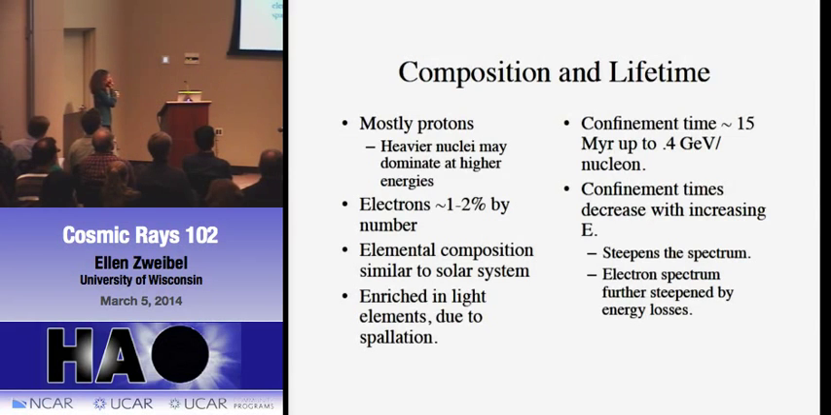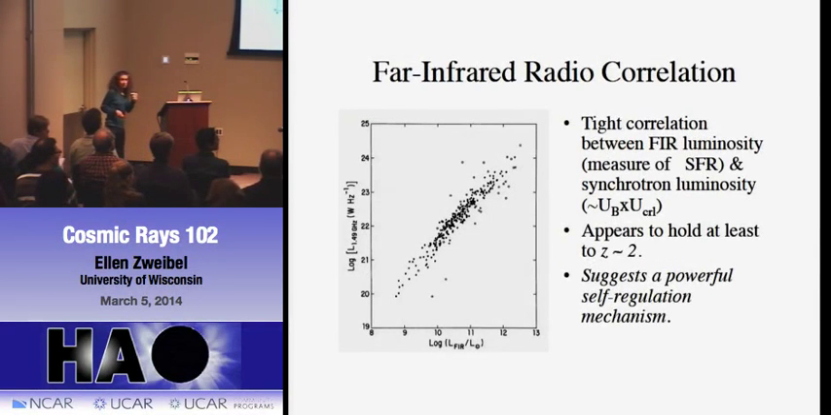OK, composition. So cosmic rays are mostly protons, although there's evidence that as we go to higher energies, they're dominated by heavier nuclei. Electrons, as I said, are 1 to 2% by number. The elemental composition is similar to the solar system, except that they're highly enriched in light elements: lithium, beryllium, and boron. And this is assumed to be due to spallation, which allows us to estimate the confinement time in the galaxy. It's about 15 million years. The confinement time decreases with increasing energy. And this has two effects. It steepens the spectrum from the original accelerated spectrum. And the electron spectrum is actually further steepened by energy losses, which are more rapid for electrons than they are for protons.